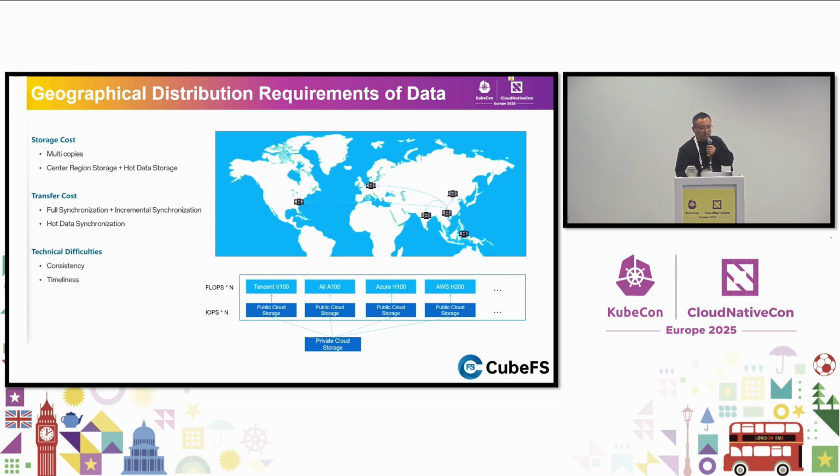Another important factor is timeliness. Whether it is incremental synchronization or whole data synchronization, timeliness is a critical factor in data transfer.